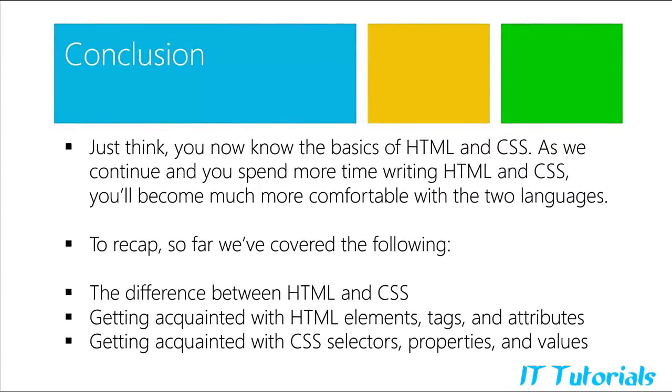So in conclusion, you now know the basics of HTML and CSS. As we continue and you spend more time writing HTML and CSS, you'll definitely become more comfortable with the two languages. To recap, so far we've covered the following: the differences between HTML and CSS, so you have to keep things separate and understand that these are two independent languages. Getting acquainted with HTML elements, tags, and attributes. And with cascading style sheets, we talked about selectors, properties, and values. So hope this helps, and let's move to our next lesson.